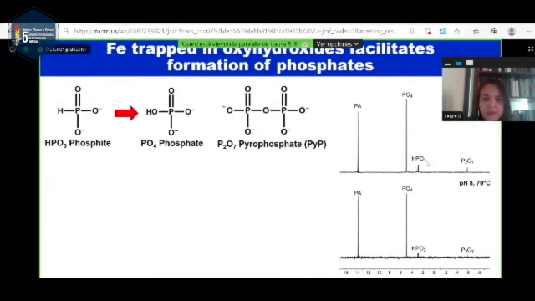These peaks here correspond to our starting reactant phosphite. This here is a PA or phosphonoacetic acid. And we see two new products, phosphate and pyrophosphate. So we see them in both reactions. So this tells us that even if it's trapped in the mineral, it can facilitate these reactions.